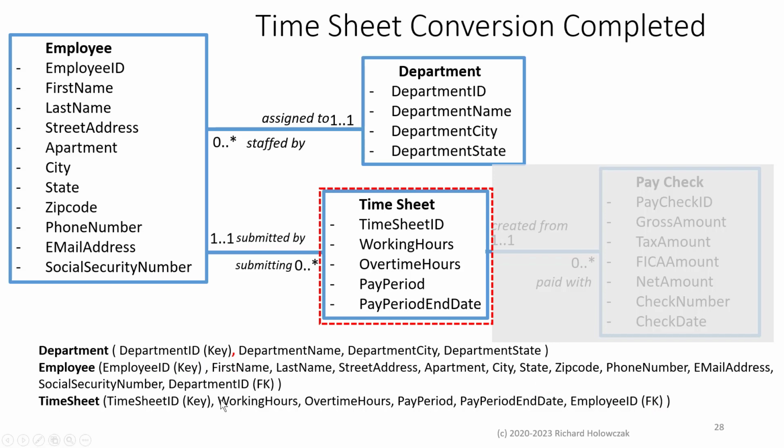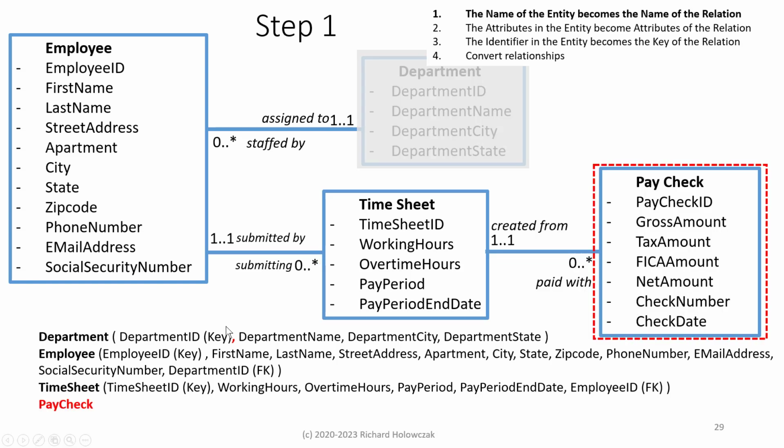And now, timesheet conversion is done. We have 3 entities. So far, we have 3 relations: department with department ID, employee with employee ID as the key, timesheet with timesheet ID as the key. Well, there's only one left. Now we can work on paycheck.